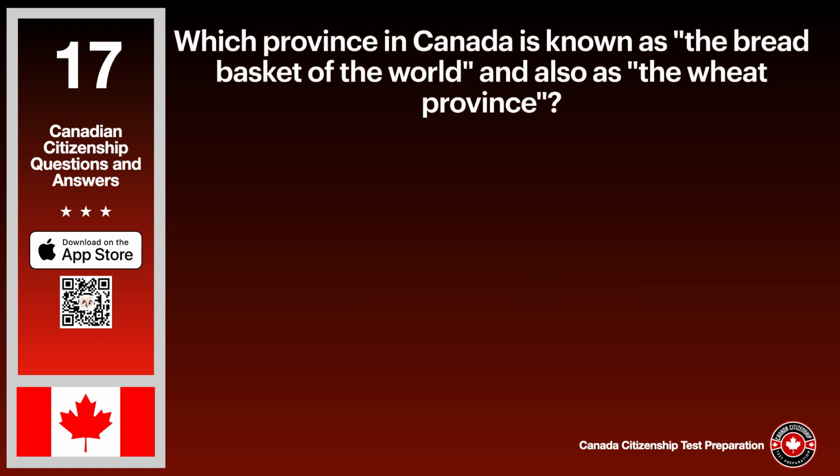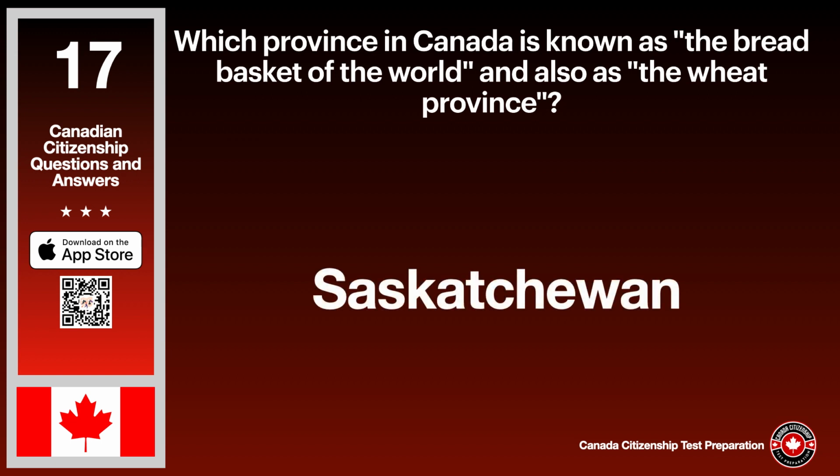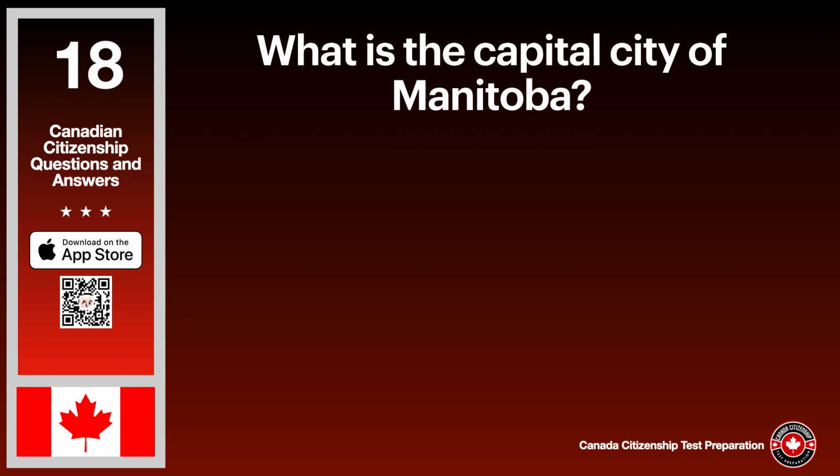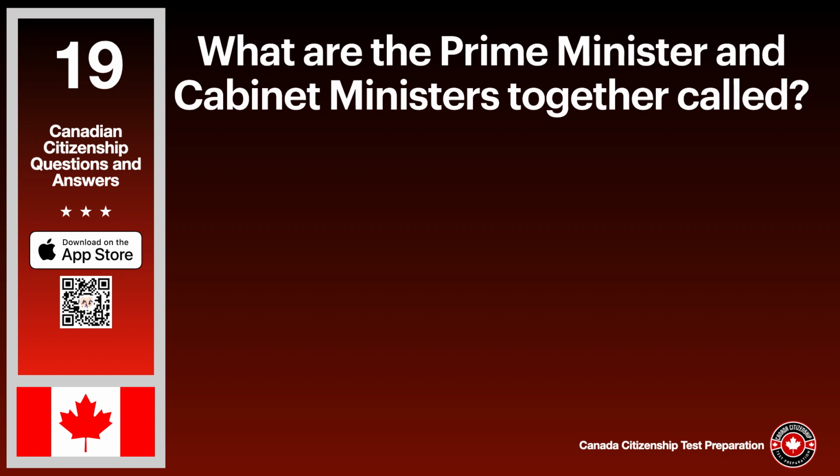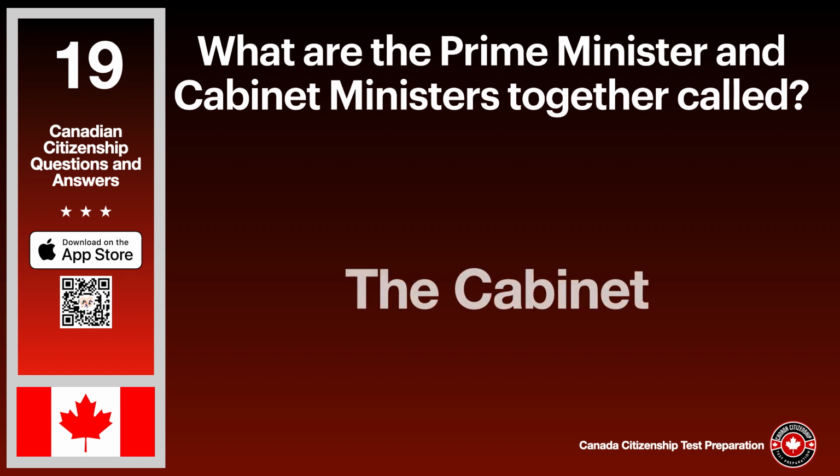Which province in Canada is known as the bread basket of the world, and also as the wheat province? The answer is Saskatchewan. What is the capital city of Manitoba? The answer is Winnipeg. What are the Prime Minister and Cabinet Ministers together called? The answer is the Cabinet.